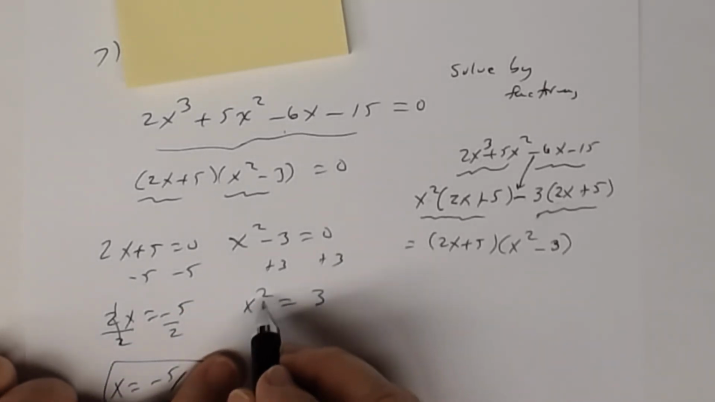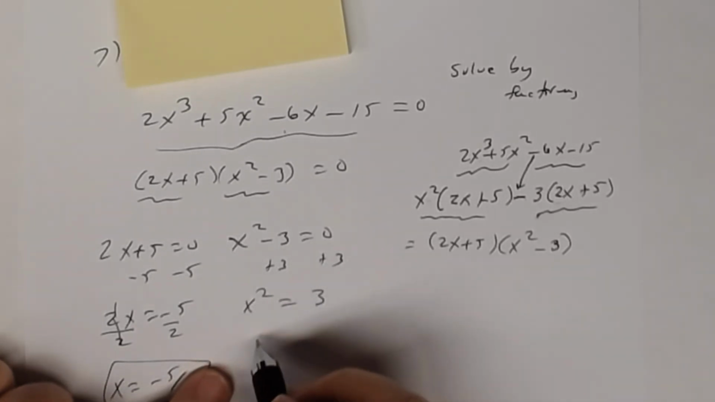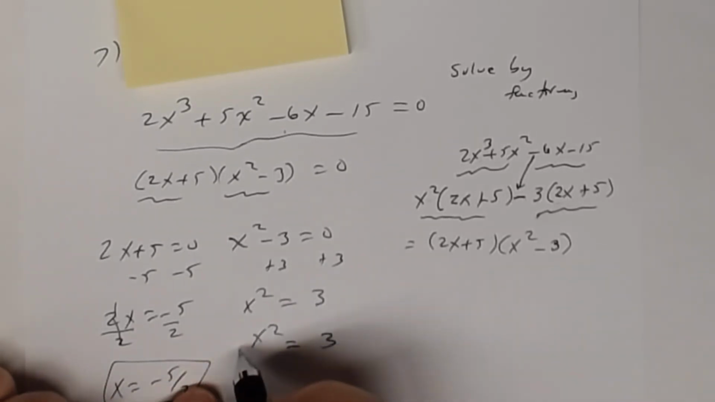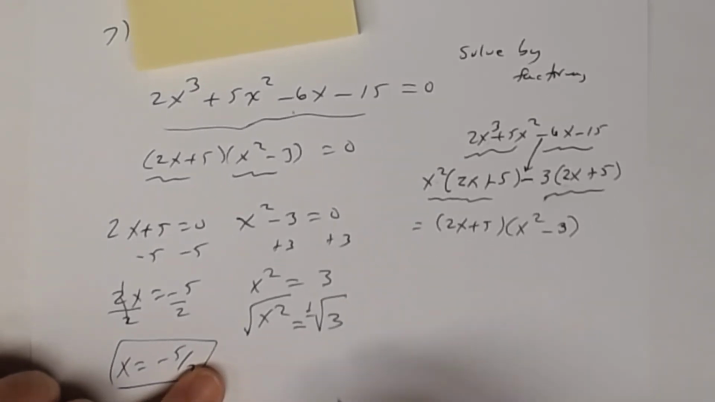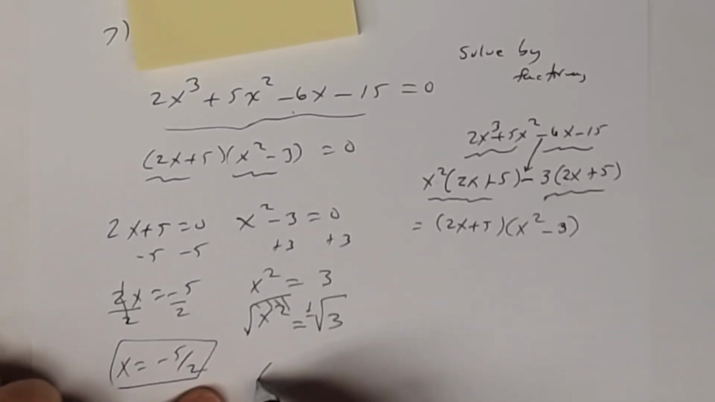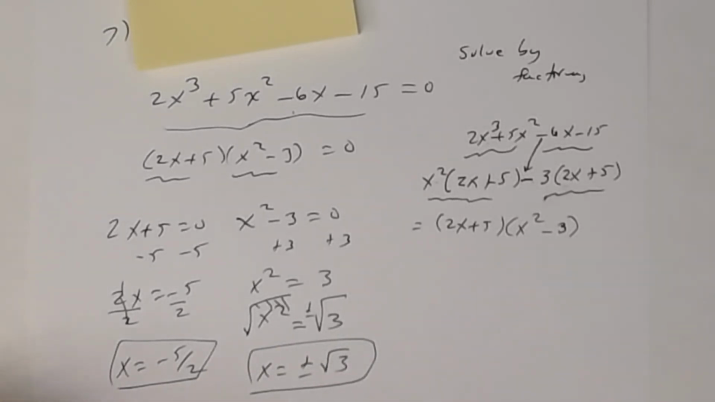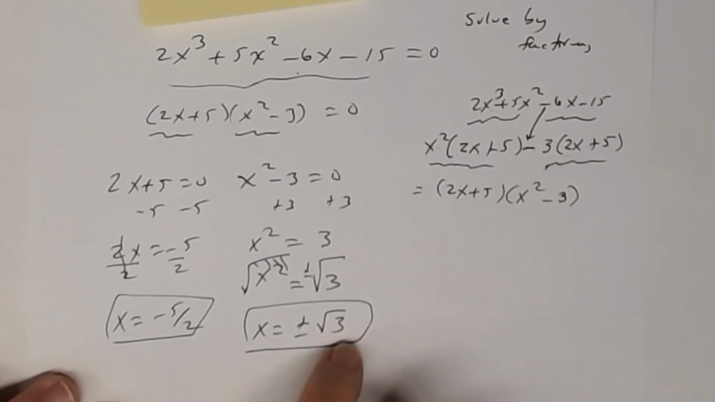And now I can get x by itself. I can get x by itself by taking the square root of both sides. Don't forget your plus or minus. So the square and the square root undo each other. So I get x equals plus or minus the square root of 3. And I cannot simplify the square root of 3 any further. So those are your three solutions.